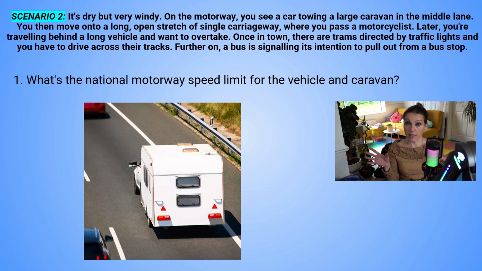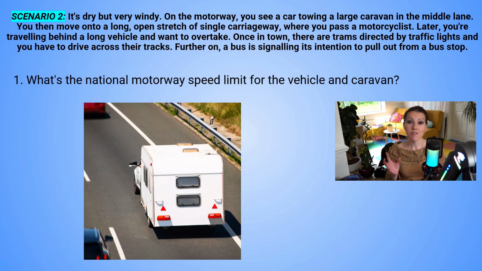So the weather outside is dry, but it's very windy. On the motorway, you see a car which is towing a large caravan in the middle lane. You then move on to a long open stretch of a single carriageway where you pass a motorcyclist. Later, you are traveling behind a long vehicle and you want to overtake. Once in town, there are trams directed by traffic lights and you have to drive across their tracks. Further on, a bus is signaling its intention to pull out from a bus stop.